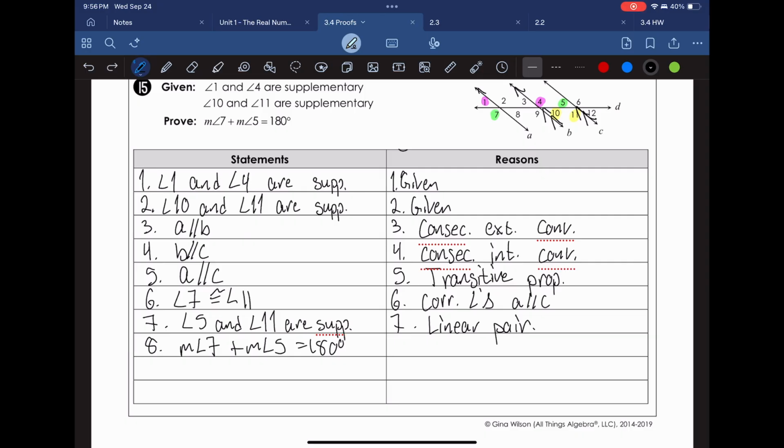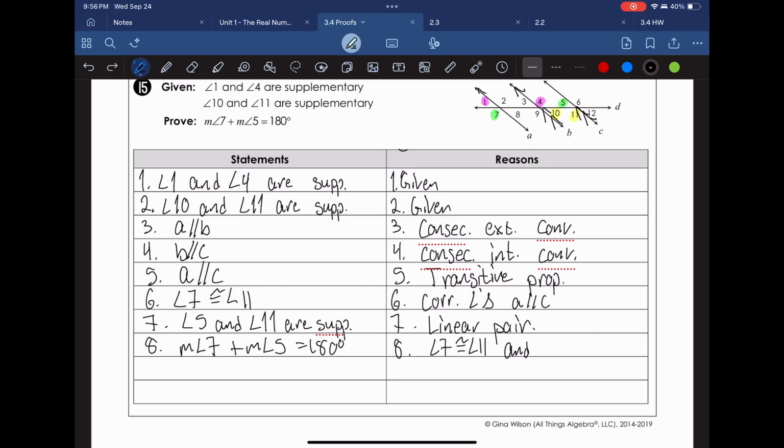Okay, and this is because you know that angle 7 and angle 7 is congruent to angle 11, and you have the measure. Geez, what is going on today? And the measure of angle 7 plus the measure of angle 5. Jeez.